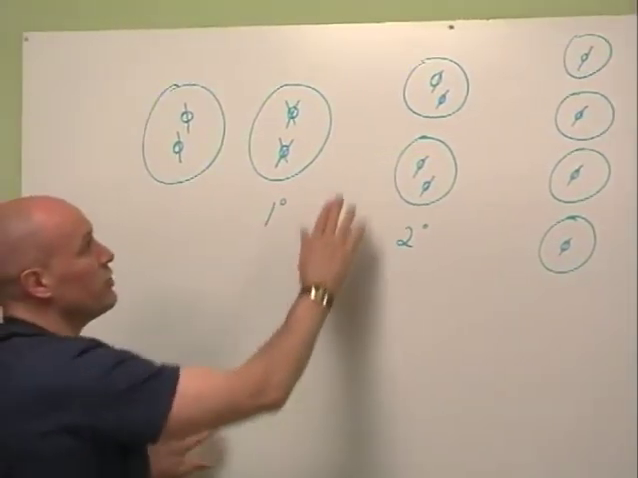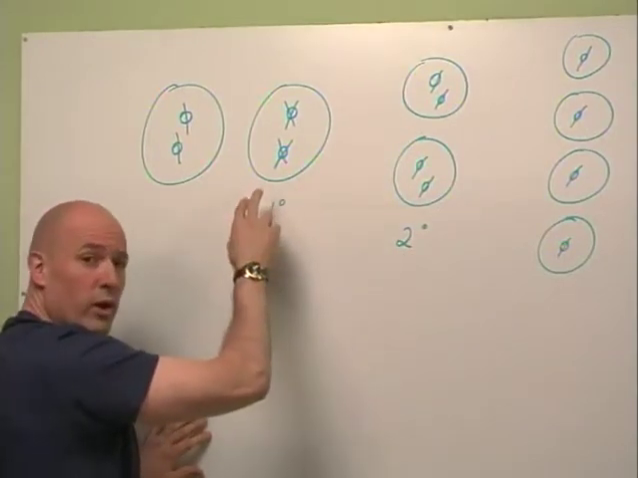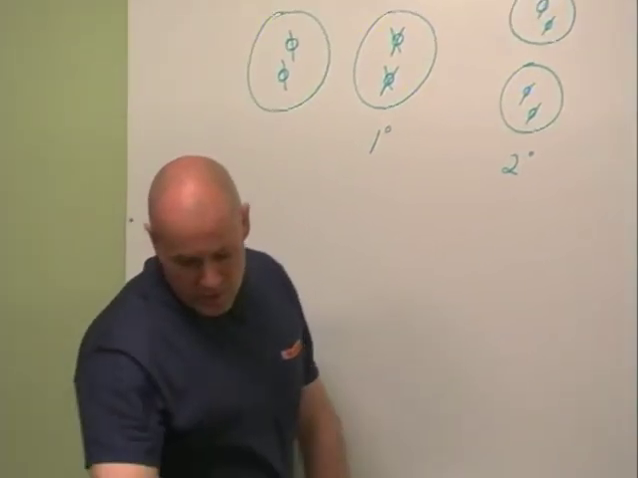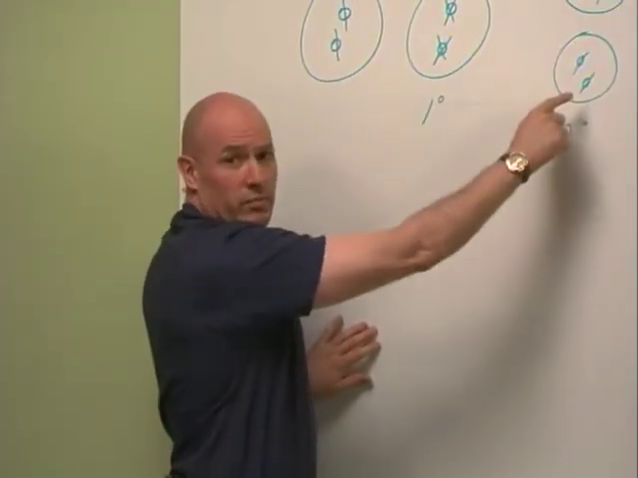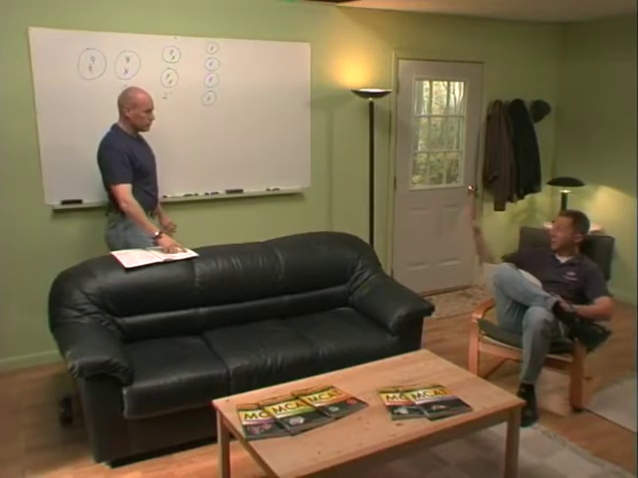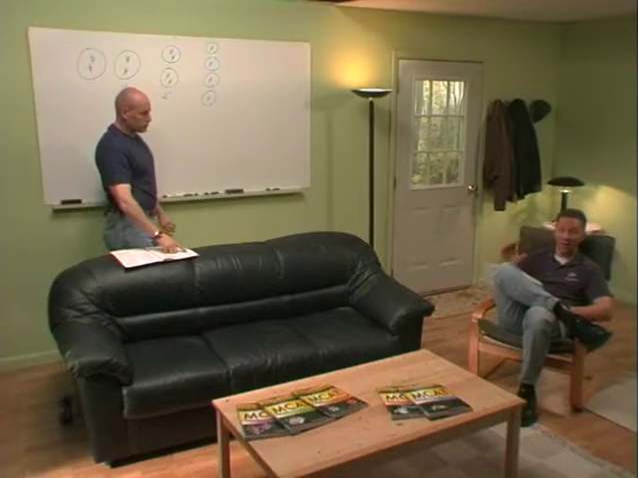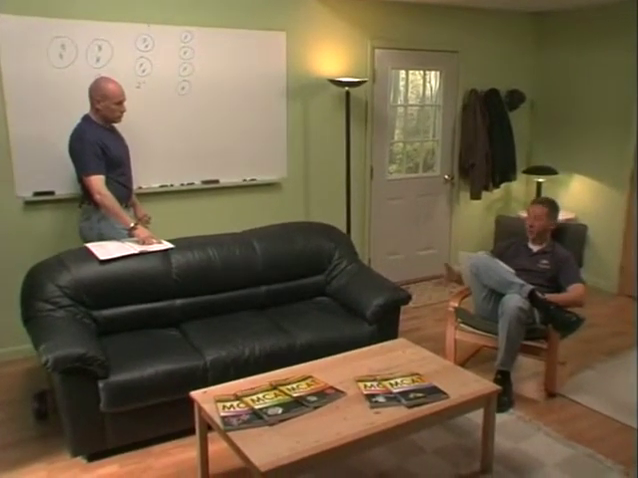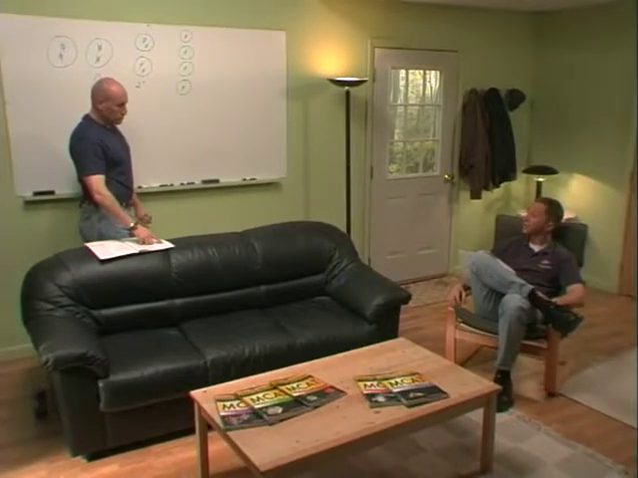So reduction division is the first one because we reduce the ploidy number from 2 to 1, and what do we end up with? We get a secondary spermatocyte. That's definitional. You get a primary spermatocyte, that happens before meiosis 1. But meiosis 1, the definition is the reduction division. You go from diploid to haploid, and you get a secondary spermatocyte.